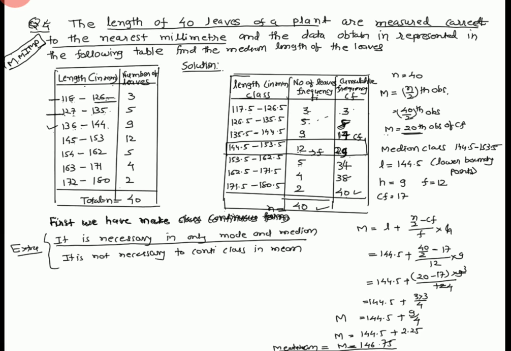Now cumulative frequency: the first is 3, 3 plus 5 is 8, 8 plus 9 is 17, 17 plus 12 is 29, 29 plus 5 is 34, plus 4 is 38, plus 2 is 40. So total number of leaves equal to 40. Now n equal to 40 is given. Now m equal to n upon 2 th observation, 40 upon 2 observation, m equal to 20th observation.